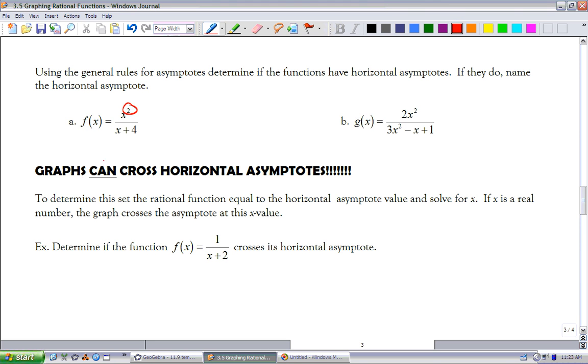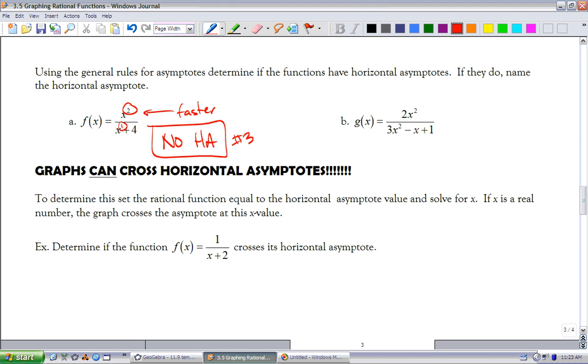Well, if we look here, our degree is 2 in the numerator and 1 in the denominator. So the top is growing faster, which is going to make it grow without bounds, so there is no horizontal asymptote in this case, by rule number 3, if you want to check that.